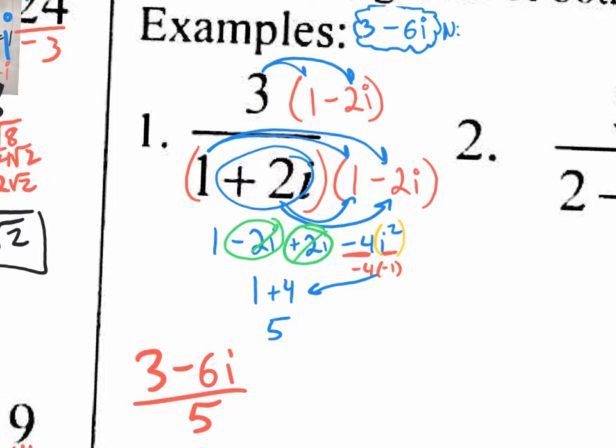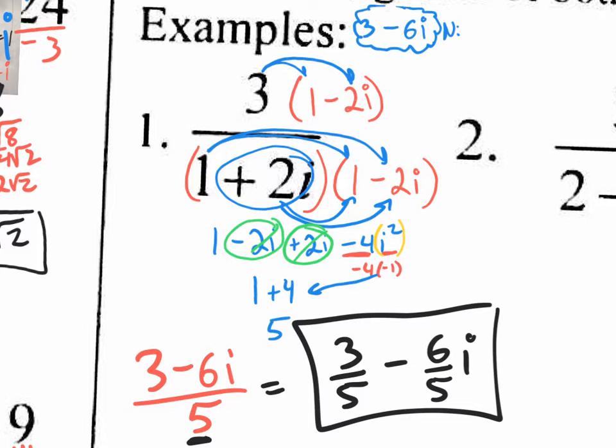Now, we think that that's our final answer, but it's not, because a complex number has to have 2 parts, a real part and an imaginary part. So we need to split. This is one single fraction. Let's split it into 2 fractions. Splitting it into 2 fractions is simply taking that denominator 5 and putting it on each of them. So you'd have 3/5 minus 6/5 with an i. That's your final perfect answer. Is it a lot of work? Yes. Is it easy? Only if you practice. If you practice, it gets easy.